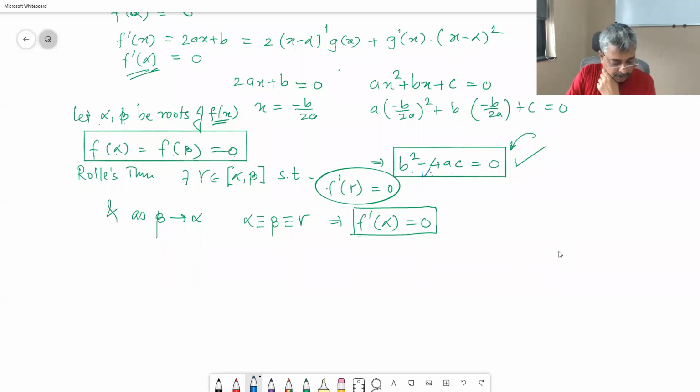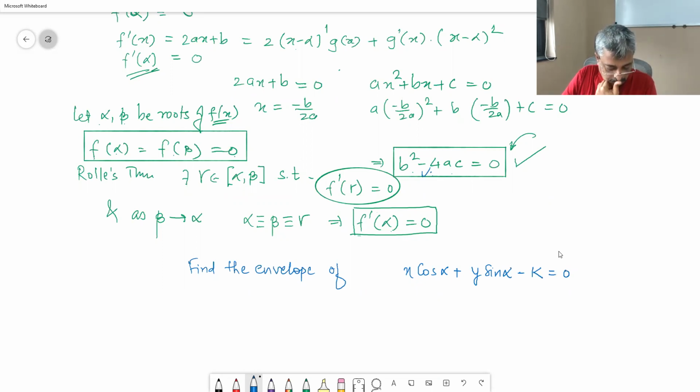Find the envelope. That is what is the problem. Find the envelope of x cos alpha plus y sin alpha minus k is equal to 0, where alpha is a parameter and k is constant.